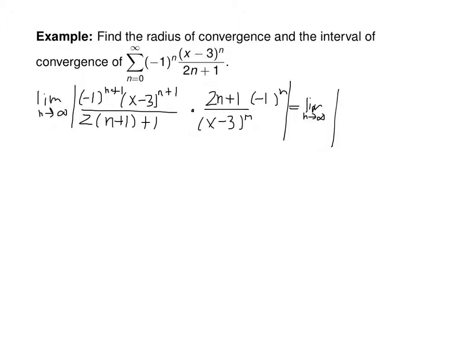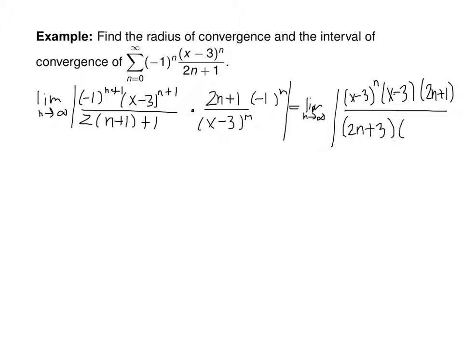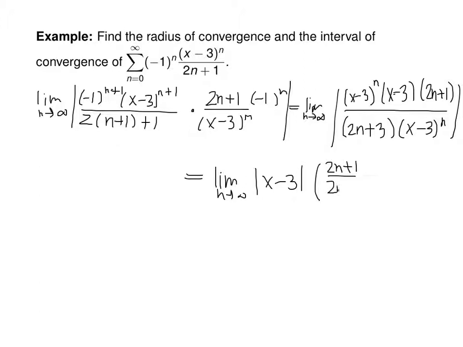x minus 3 to the n plus 1 is x minus 3 to the n multiplied by x minus 3. And also in the numerator we have this 2n plus 1. In the denominator we have a factor of 2n plus 3 and x minus 3 to the n. Now we cancel some things and we have the limit as n goes to infinity, absolute value of x minus 3 multiplied by 2n plus 1 over 2n plus 3. The x minus 3 is a constant. The limit of this expression is 1.